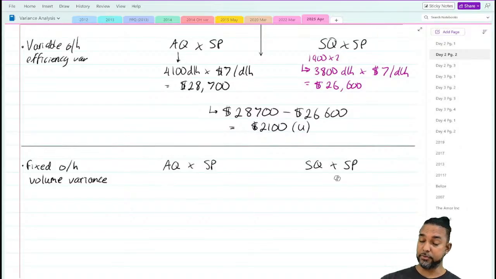Now, with fixed overhead, remember, budgeted and actual fixed overheads are usually the same because fixed overheads don't increase with the level of output, within the relevant range. So once you surpass the capacity of the plant or the factory, your fixed overheads remain fixed, regardless of whether you produce more or less than you planned to. Again, within the relevant range.